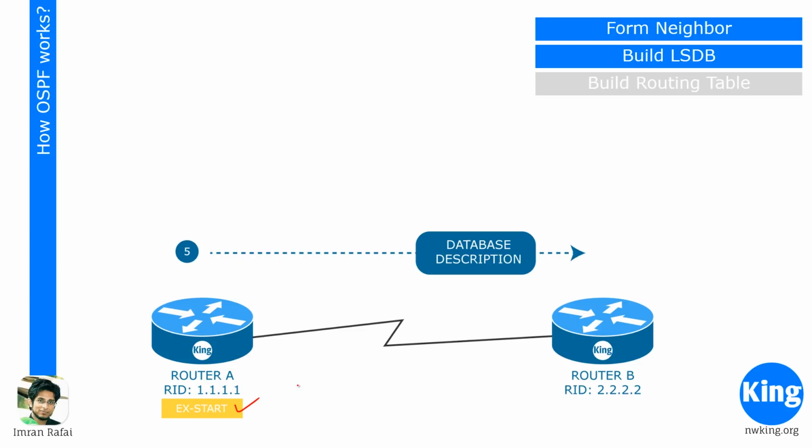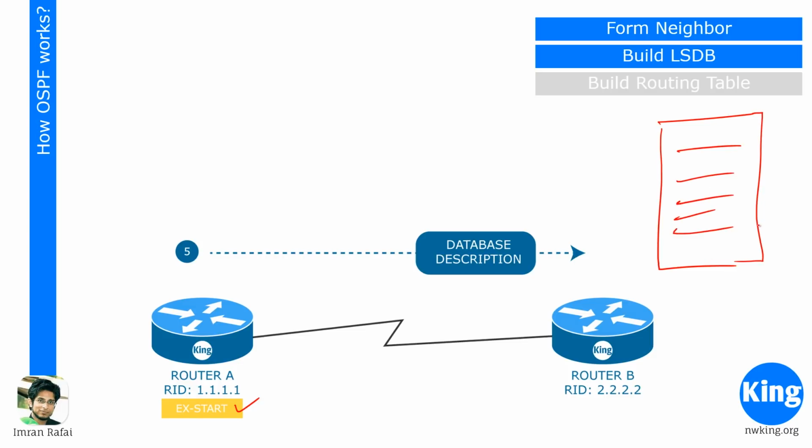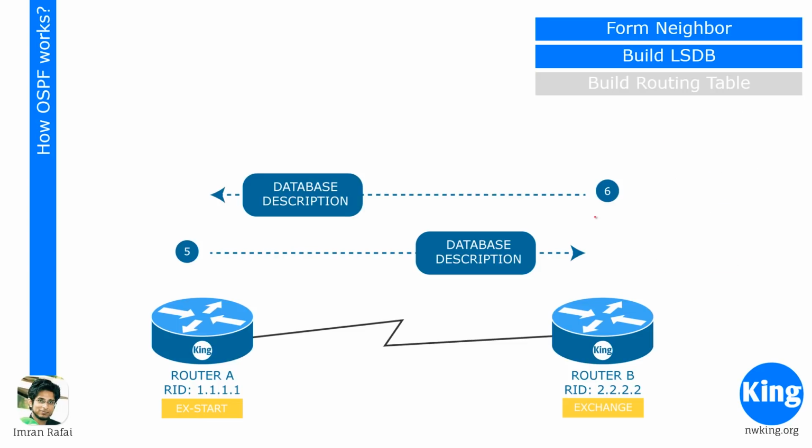What is a database description? It is like an index sheet, right? If you read a book, there's an index sheet that gives you everything that's there in that book. Similarly, a database description is more like an index for the link state database of that device. Router B also does the same thing. It sends a database description and goes to an exchange state. One is an exchange start, the other is an exchange. Both of them are basically sending a database description packet to each other.